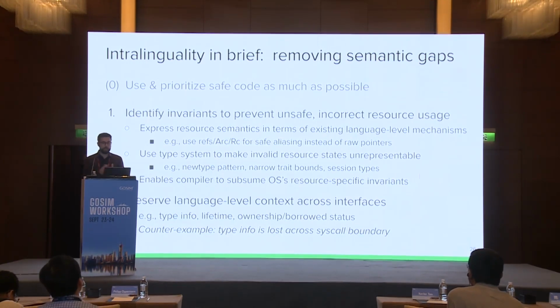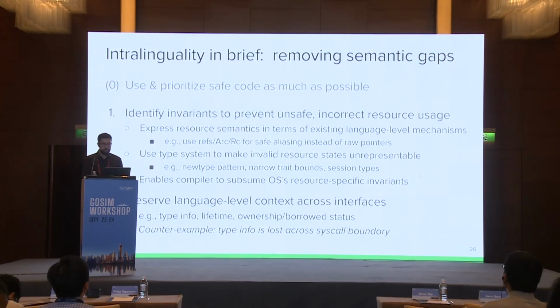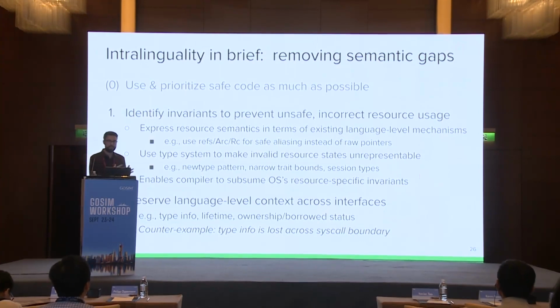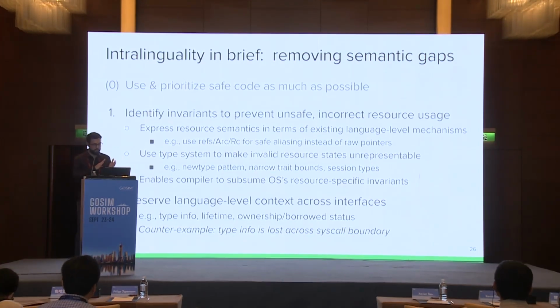So the first main point of interlingual design is, first, we want to identify the invariants that we can use to prevent unsafe, incorrect usage of a resource, right? Again, I know this is a little bit high level, but we'll get to some examples in a second. What that means is using existing language level mechanisms to express the semantics of how that resource behaves and is used. So here's a concrete example. We use shared references, mutable references, ARC, atomic reference count, RC, reference counted pointers, for safe aliasing instead of raw pointers, or instead of mapping multiple virtual pages to the same physical frame.